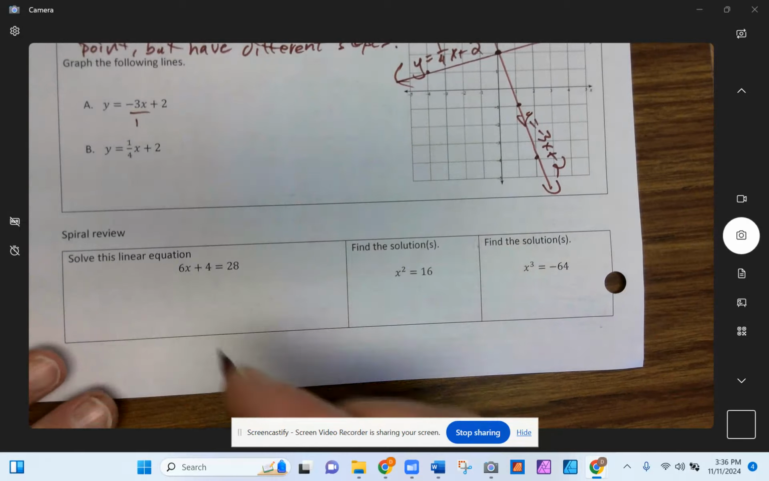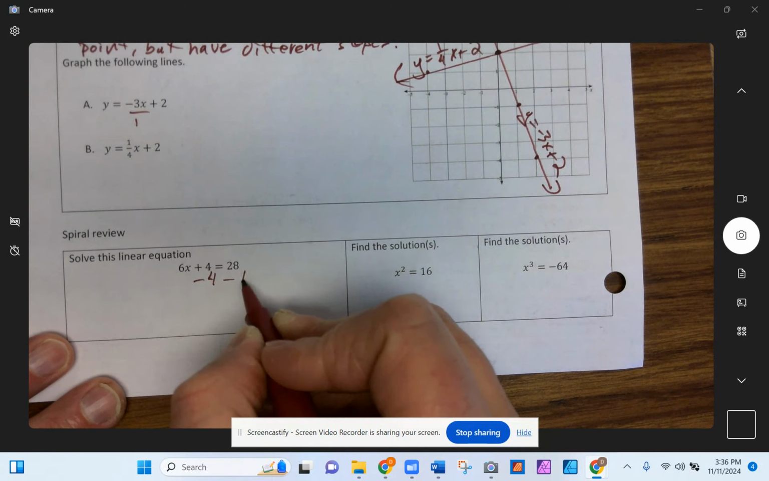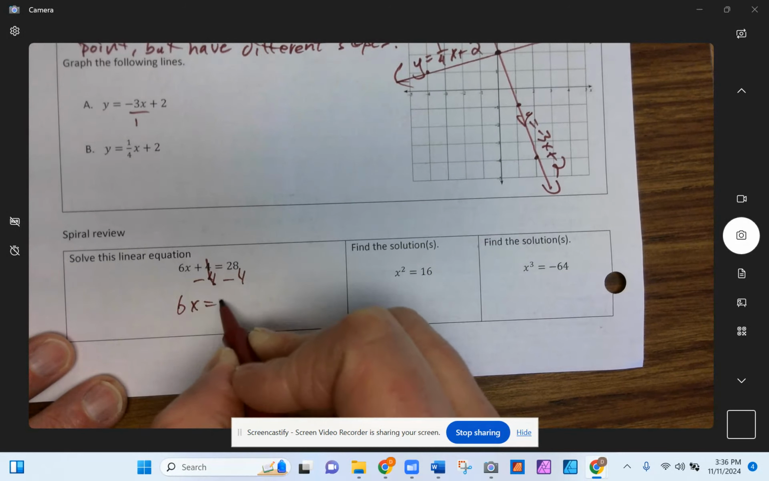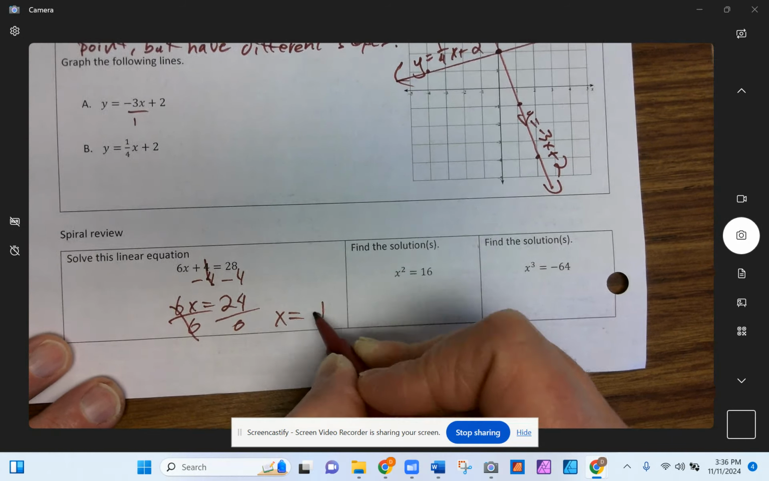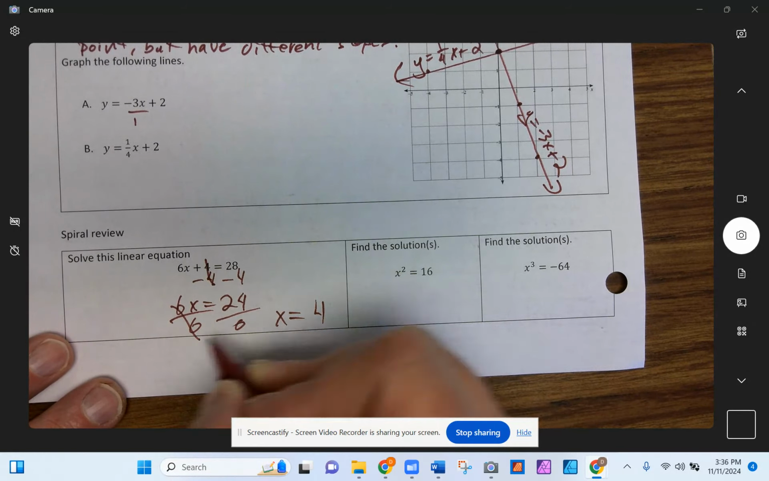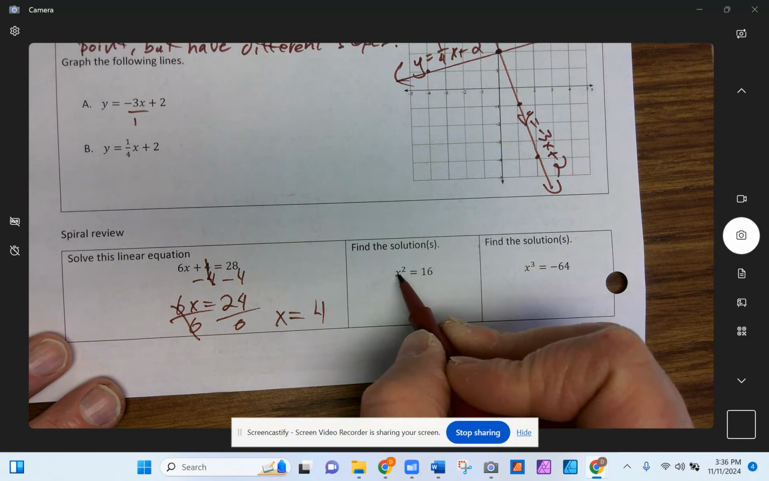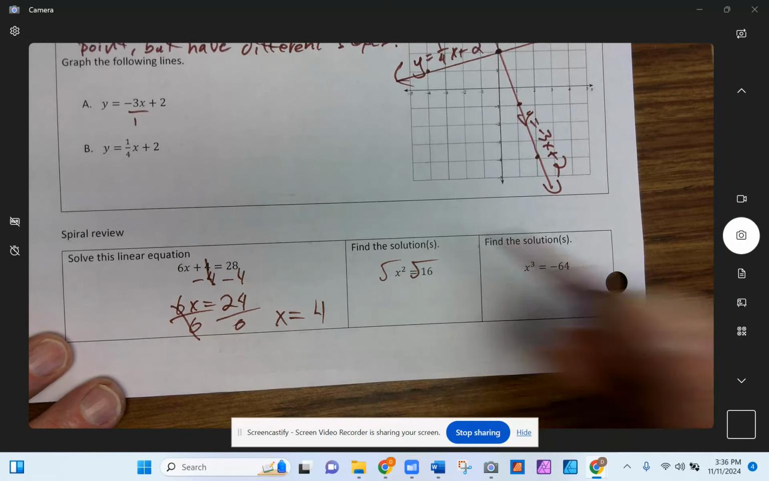Some spiral math review. We're going to subtract 4, just solving this equation. 6x equals 24. You divide by 6 because that's the inverse of this multiplication that's happening right here. You get x is 4. X squared equals 4. We square root on both sides.